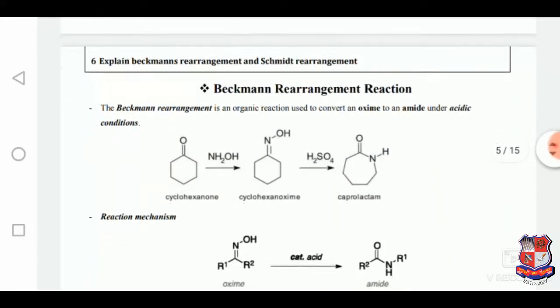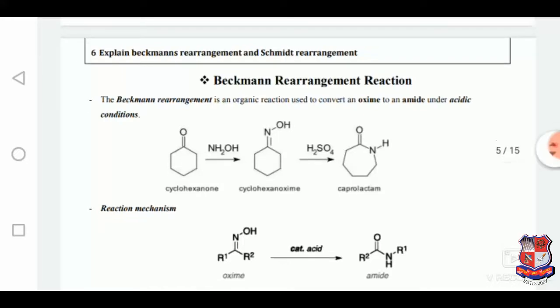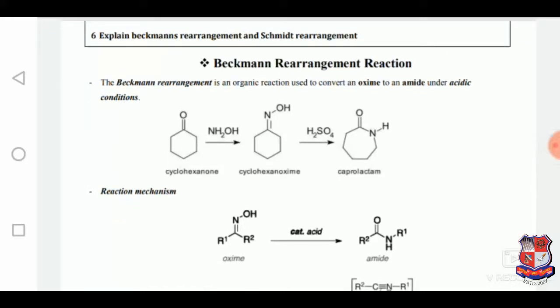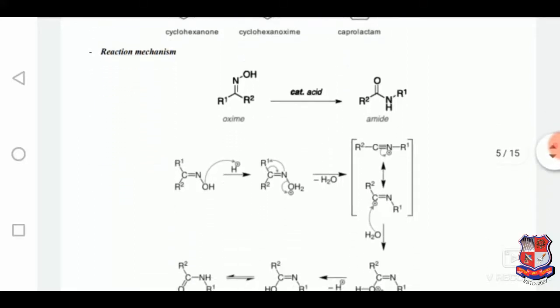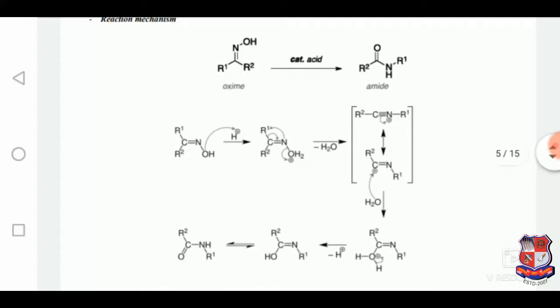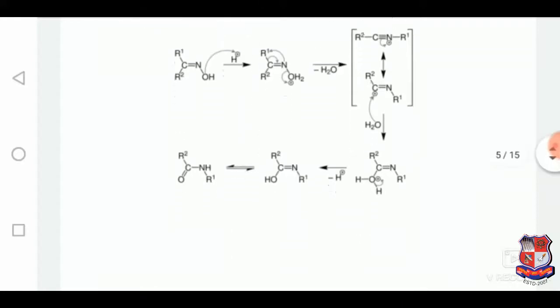Question number 6. Explain Beckmann rearrangement and Schmidt rearrangement. The Beckmann rearrangement is an organic reaction used to convert an oxime to an amide under acidic conditions. This is the reaction mechanism showing how oxime and amide form.